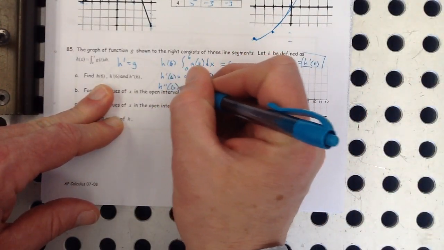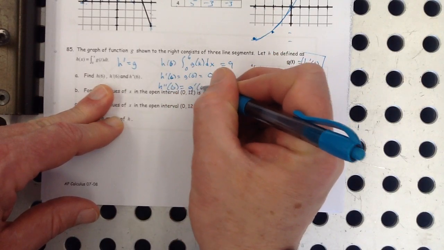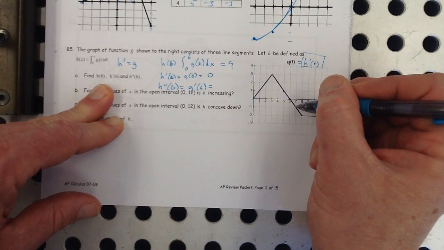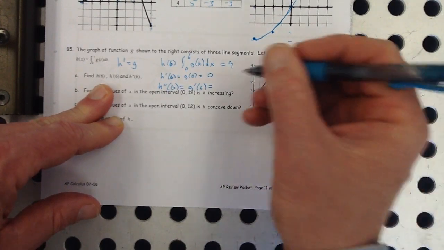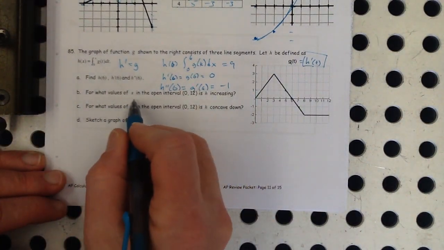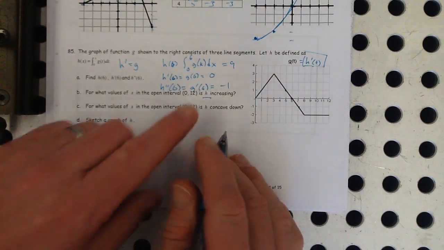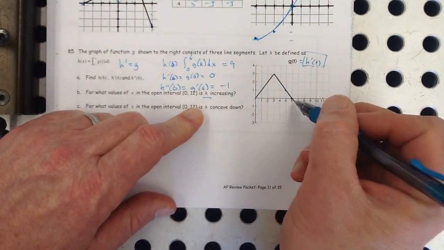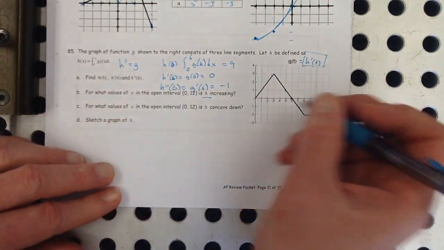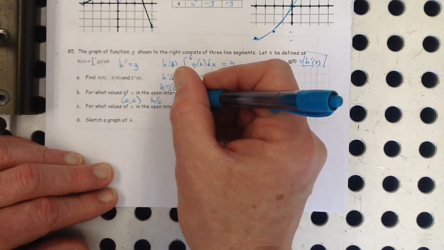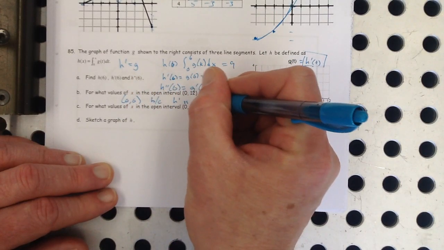H double prime of 6 is the same as g prime of 6, which is the slope at 6, which looks like it is -1. There's those. For what values of x is h increasing? Well, h is increasing when h prime is positive, and h prime is positive all through here, 0 to 6, because h prime is positive.